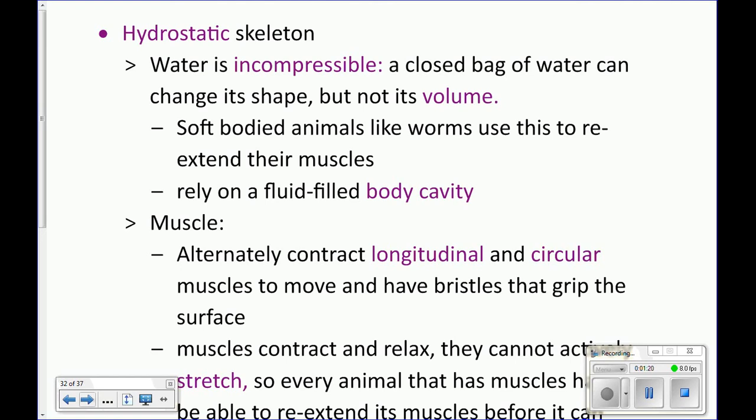So worms have basically a sac full of water. It's called their coelom if you're talking about annelid worms, or their pseudocoelom if you're talking about nematode worms. So they've got a fluid-filled cavity. When these worms contract their circular muscles around the outside of their body, it squeezes on the fluid inside their coelom, and it elongates their body.